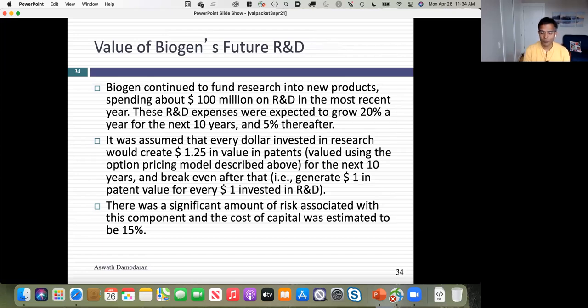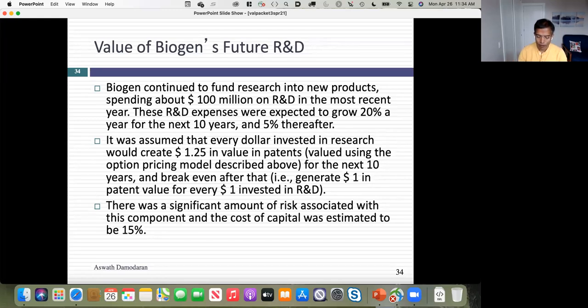The third and the trickiest layer was valuing how much Biogen's future R&D was going to be worth. And here I made some assumptions. I first started with how much Biogen was spending on R&D. It was spending about 100 million, growing at about 20% a year. And I assumed that I knew how much they would spend. I also assumed that every dollar of R&D, and this is the big assumption, will create $1.25 value based on Biogen's history, based on the pharmaceutical business, which means I'm assuming they're earning excess returns. But every dollar invested for the next 10 years would create $1.25. After year 10, I'm going to assume we get to steady state, you're not making any excess returns.